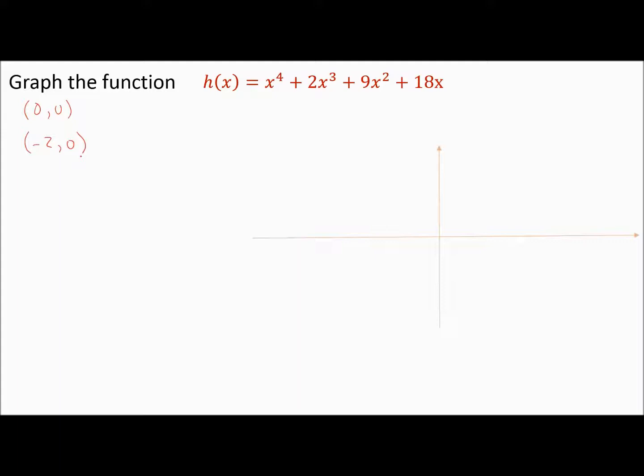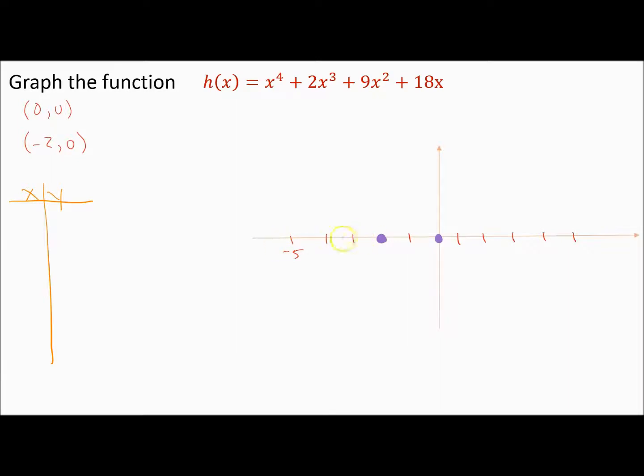It doesn't look like much information. Let's get a scale going on here. So 1, 2, 3, 4, 5, and then 1, 2, 3, 4, negative 5. Now again, I don't want to do a y scale until I know what my y values are going to look like. So when I plot this, I need to plot (0, 0) and (negative 2, 0). And the rule is I have to go between and beyond every x-intercept.